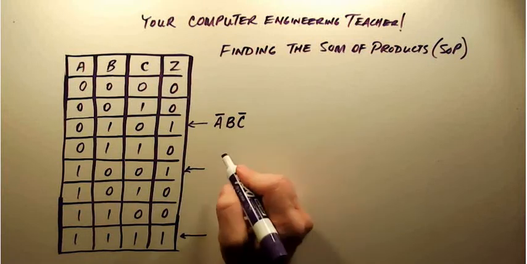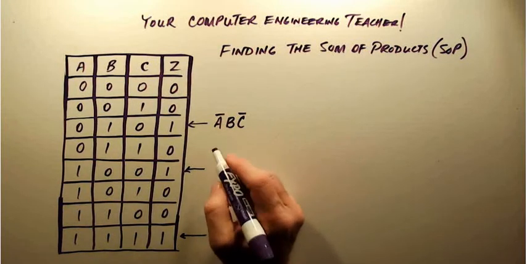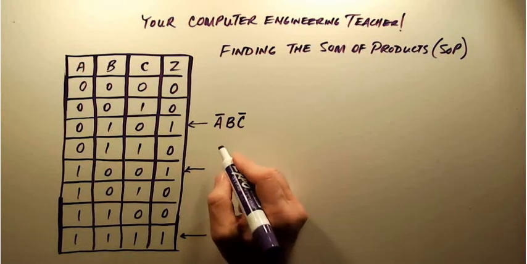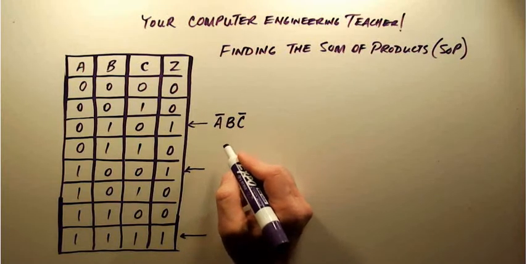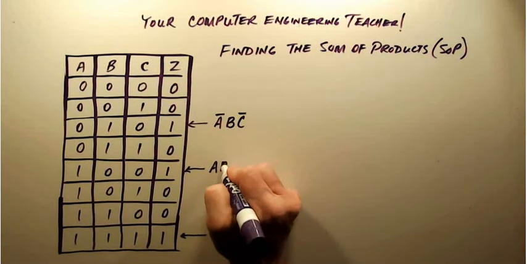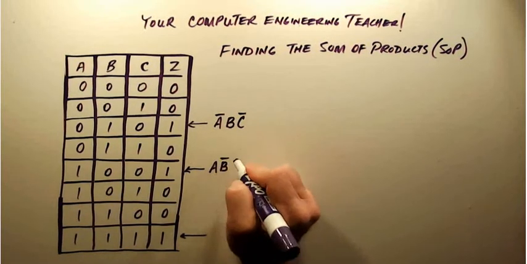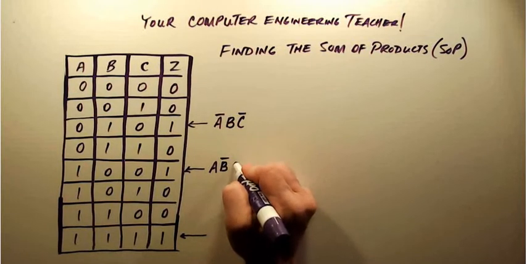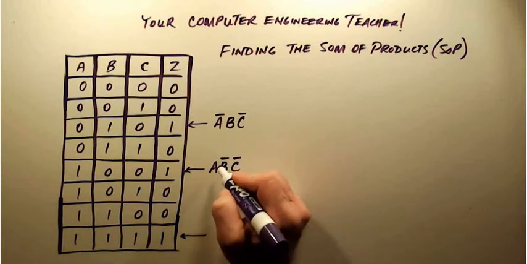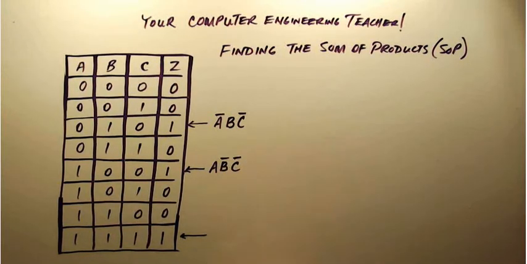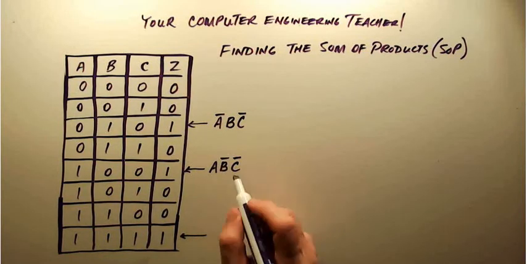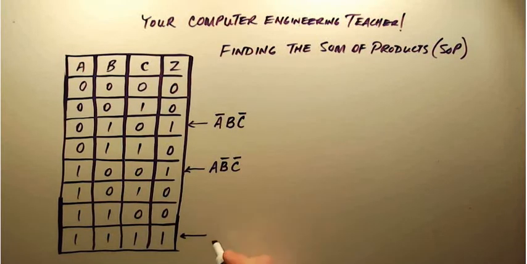Then we move down to this next one here, and we notice that this is a high output. We're going to write the expression for this as a product between A, B, and C. A is high, so it's written as A. B is low, so we have to write B naught, or the complement of B. C is low, so we're going to write the complement of C. Now, we're not writing the multiplication sign in between those, but we're inferring that that is multiplication. That is the AND operation.